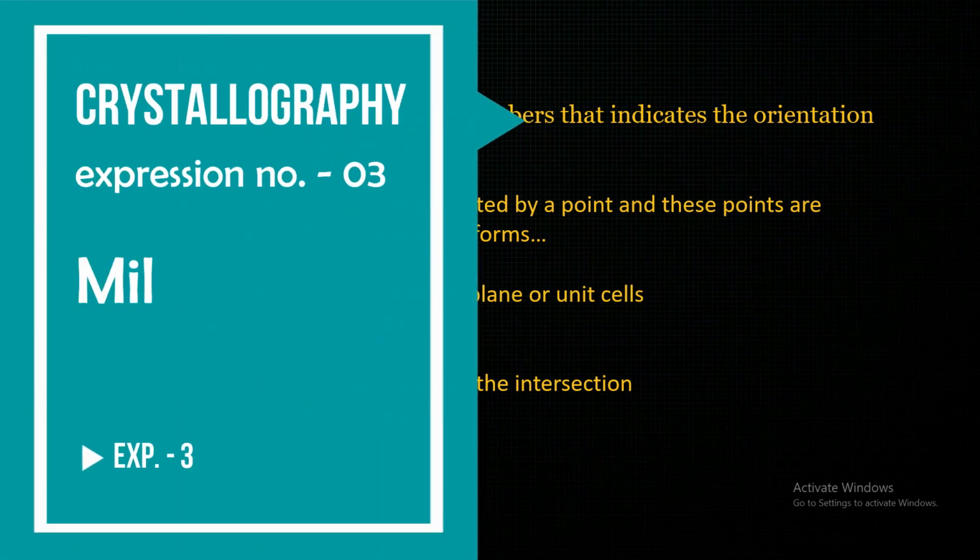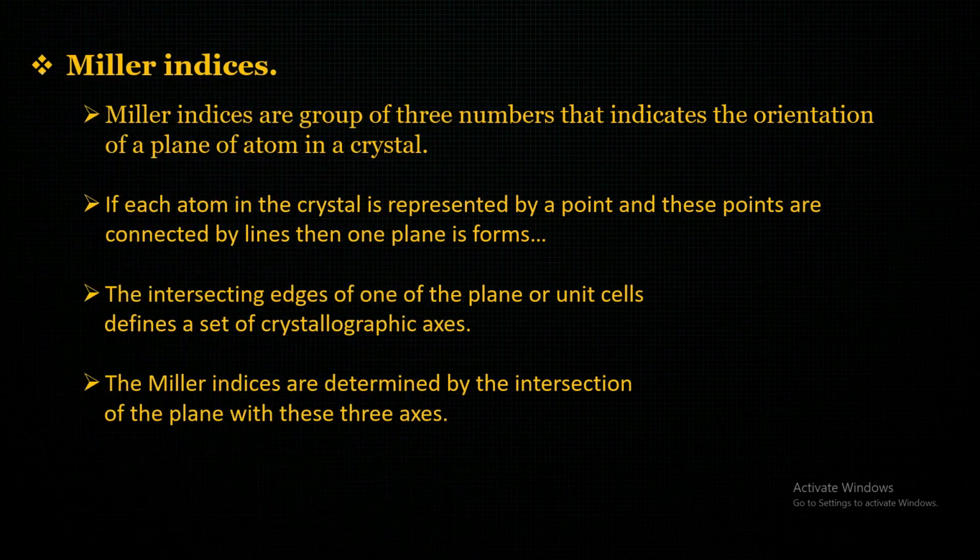Good morning, guys. Today we are going to discuss one important topic from crystallography called Miller indices. Then, what exactly do Miller indices mean? Miller indices are a group of three numbers that indicate the orientation of the plane of the atoms in the crystal, right? It means the exact position of the plane inside the unit cell.